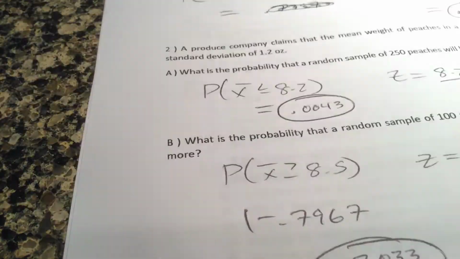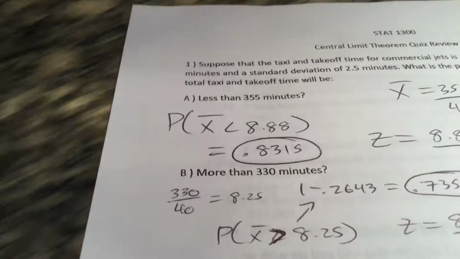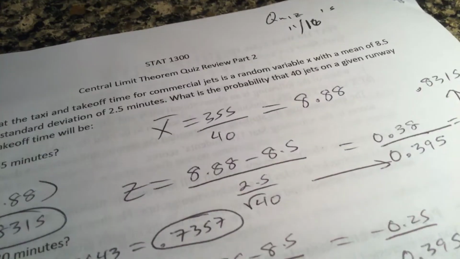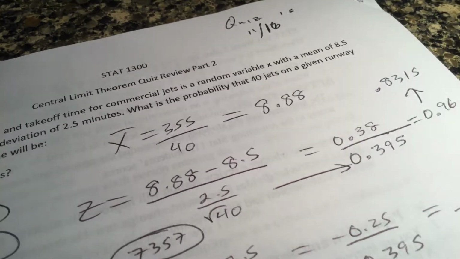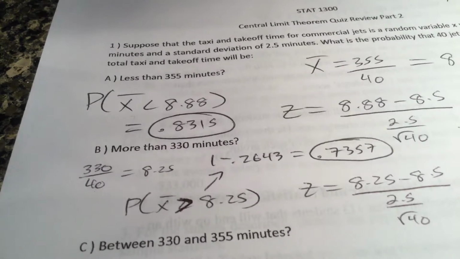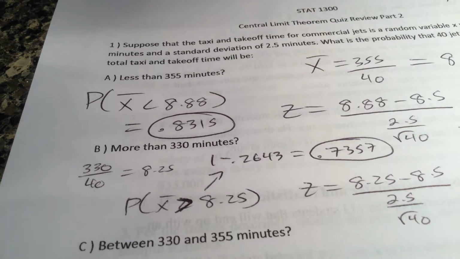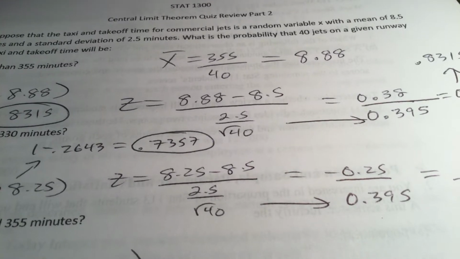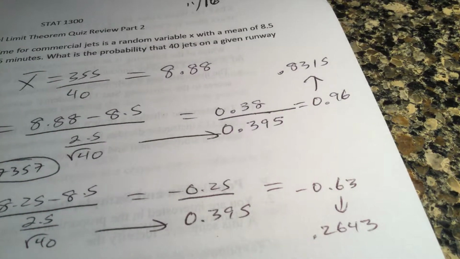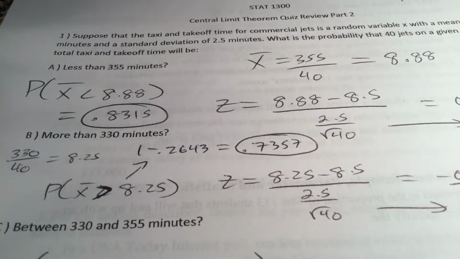And the last page here, again, you have the same page printed several times, sorry about that. To figure out what x bar is in all these, you need to do 355, in this case divided by 40, because you have 40 jets, so you need to figure out what x bar is. Okay, what's the probability that x bar is less than 8.88? All right, 2.5 divided by square root of 40. You get 0.96. The area associated with that is 0.8315. I want to be less than, so I keep that 0.8315.